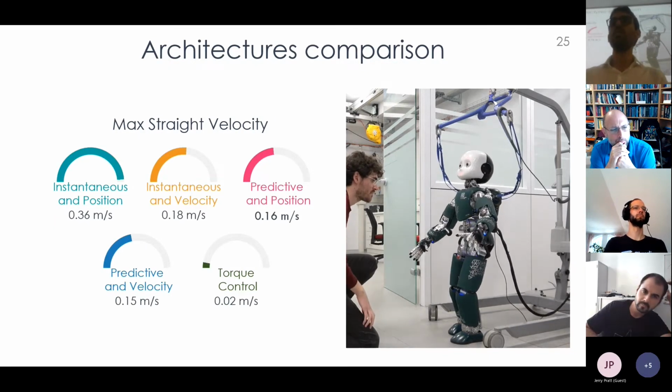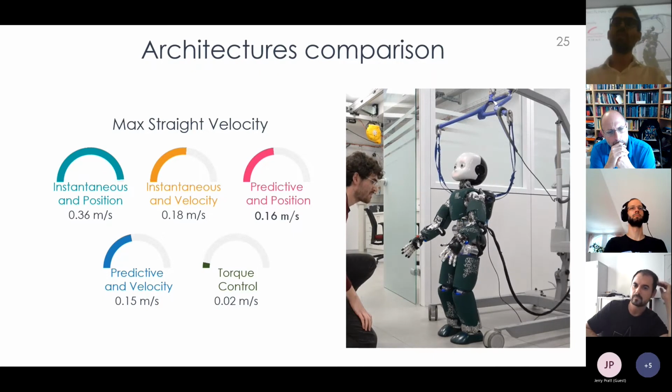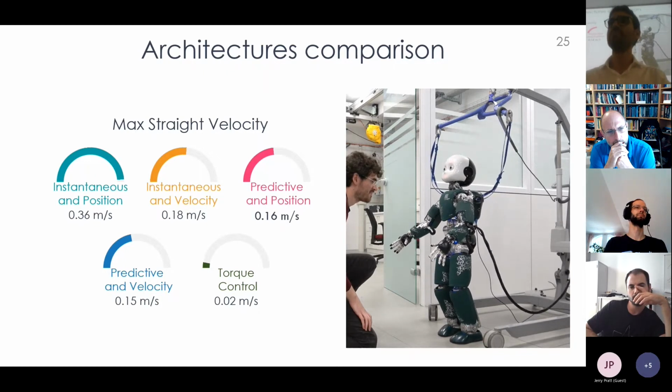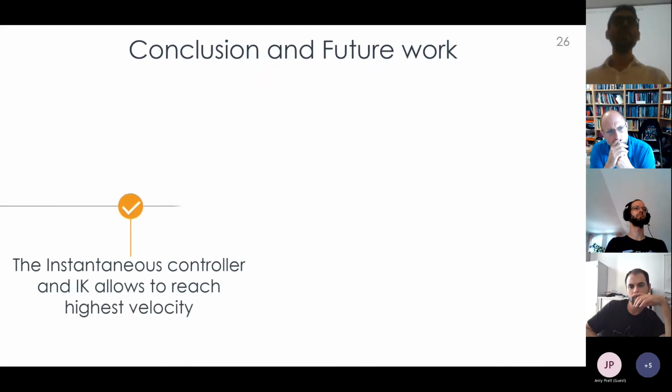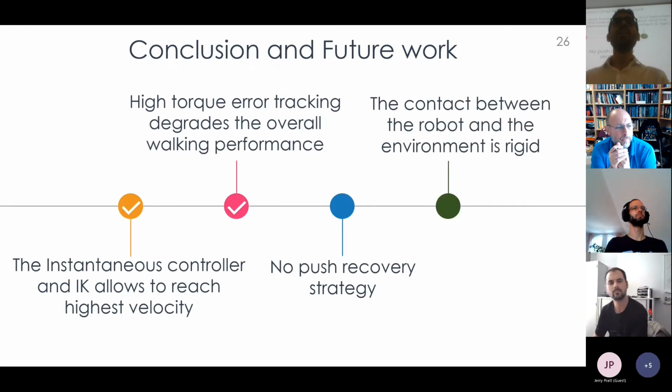And this is actually due to the low-level joint torque tracking. We tried to increase the gains, but unfortunately, the noise on the joint torque estimation doesn't allow us to reach the same performance as the instantaneous controller. So in conclusion, we notice that the instantaneous controller and the IK allow us to reach the highest velocity. And unfortunately, the high torque tracking error degrades the overall performance.